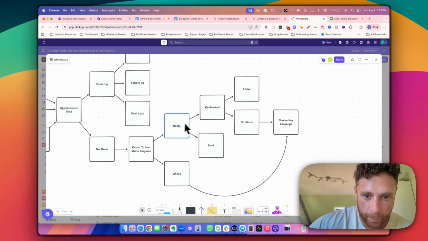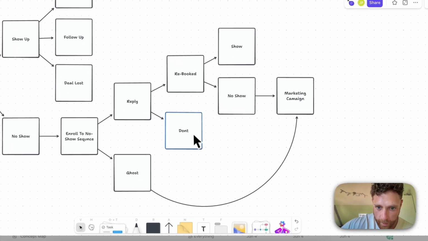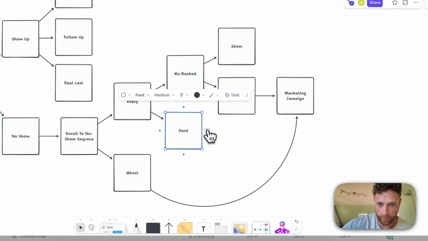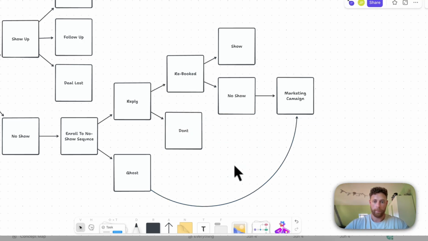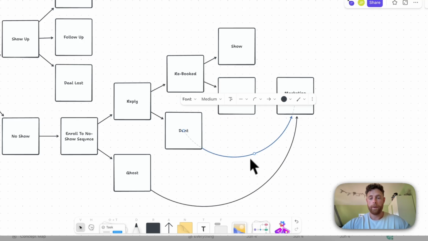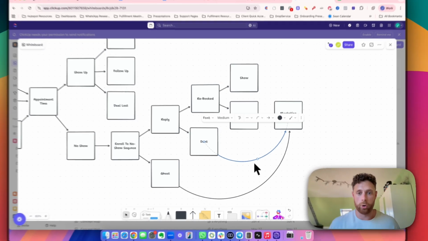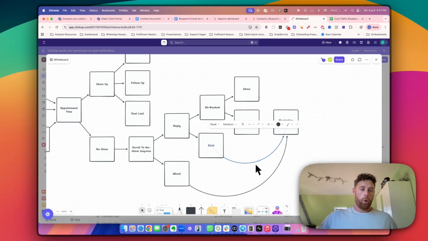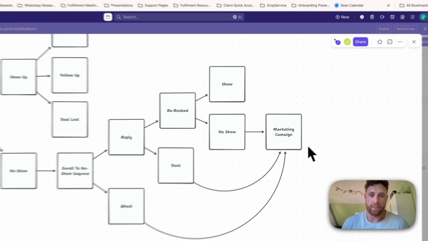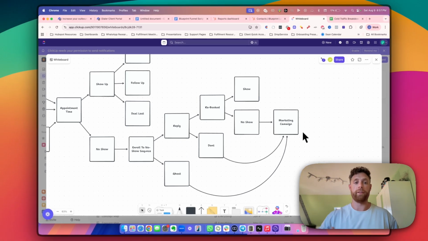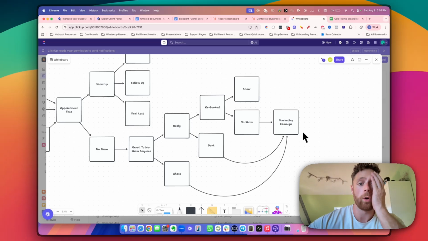Now, if they reply and they don't rebook, again, just put them over here. So we're just going to make sure that everything that doesn't result in a close or a show or a follow-up gets put back into a marketing campaign. Because if we rebook just 3% of these people, we're lowering our cost per lead, we're increasing our lifetime value, we're getting a ton of benefit out of that.